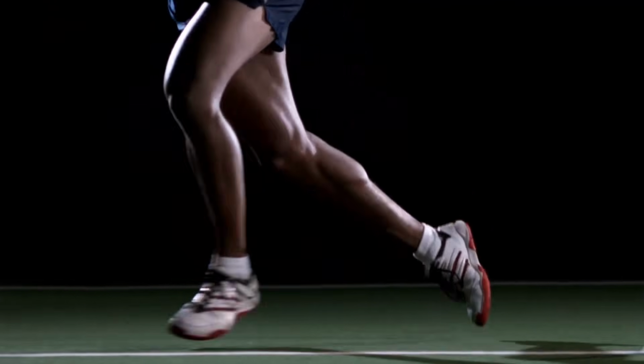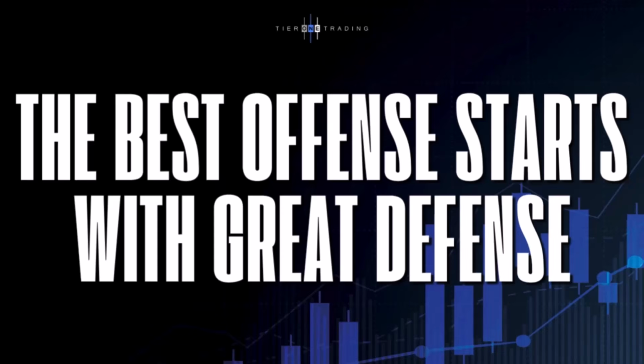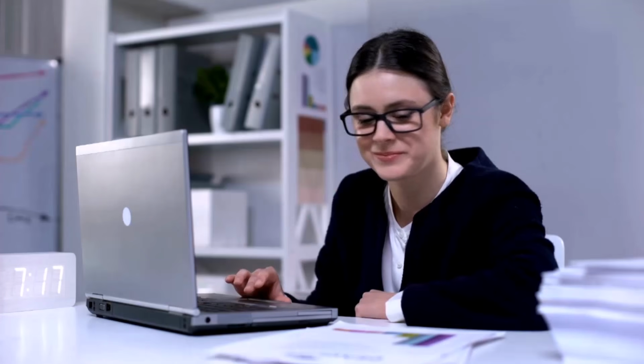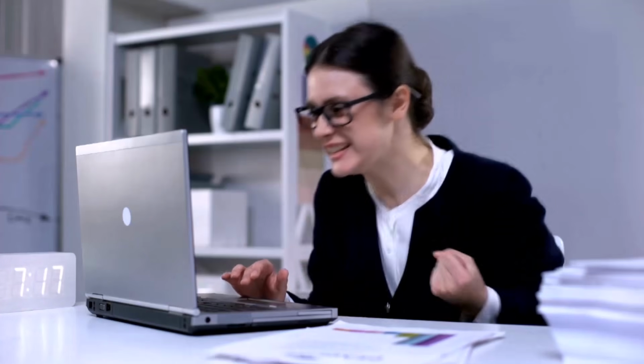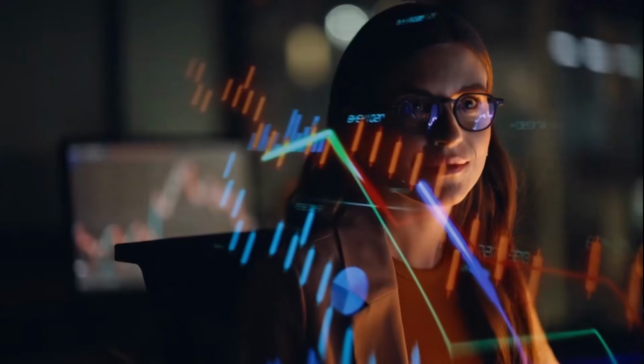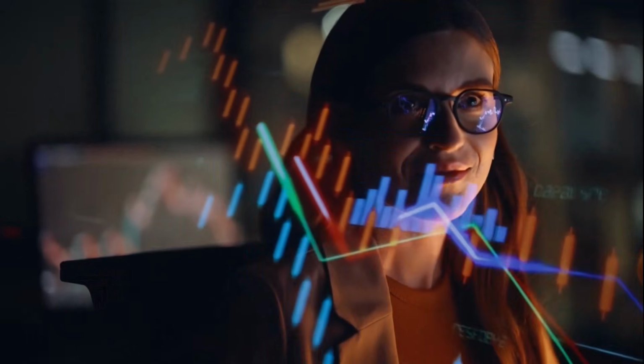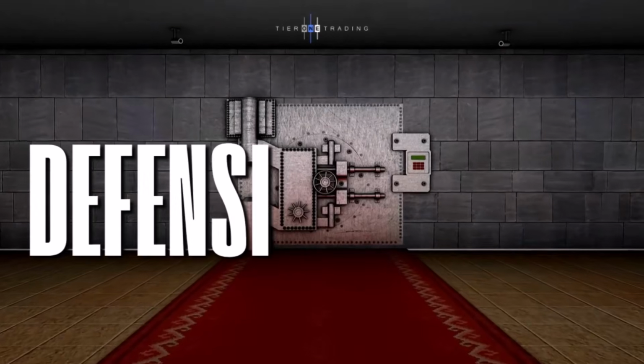As a former athlete, my coaches always told me the best offense starts with great defense, and trading is exactly the same. Most traders don't struggle because they can't make money. They struggle because they don't know how to keep it. The difference between average traders and professionals is that professionals know when to attack and, more importantly, when to protect their profits. We call this defensive trading.